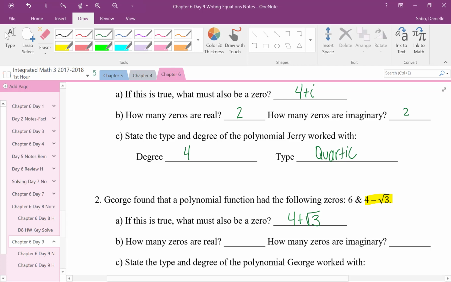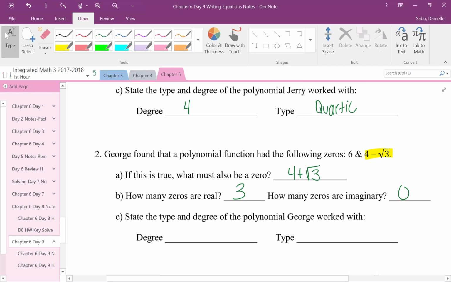So I have 1, 2, 3 real zeros and 0 imaginary. You have to have an i for it to be imaginary. Okay, so state the degree. What's the degree? 3. And what kind of function do I have if it's 3? Cubic. Good.